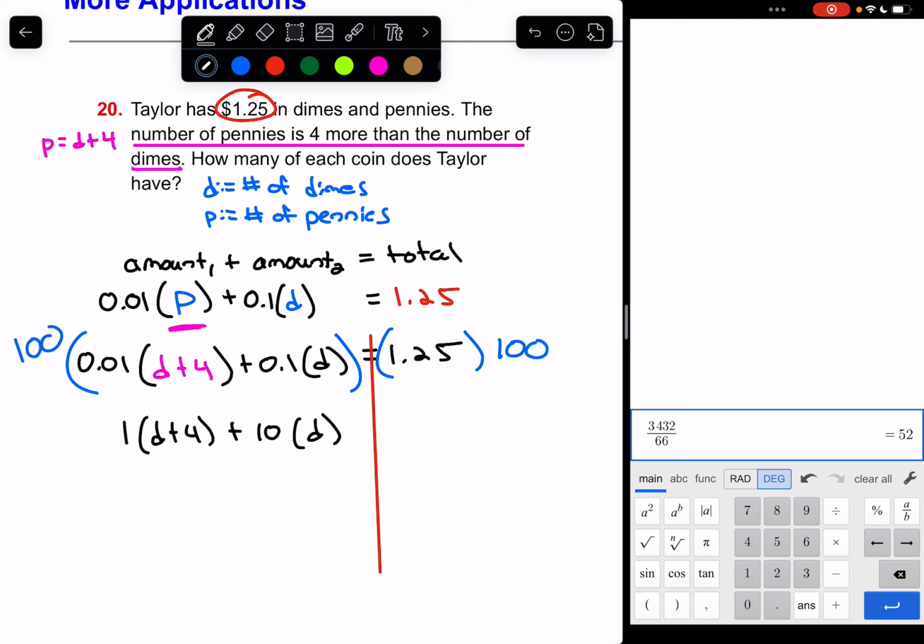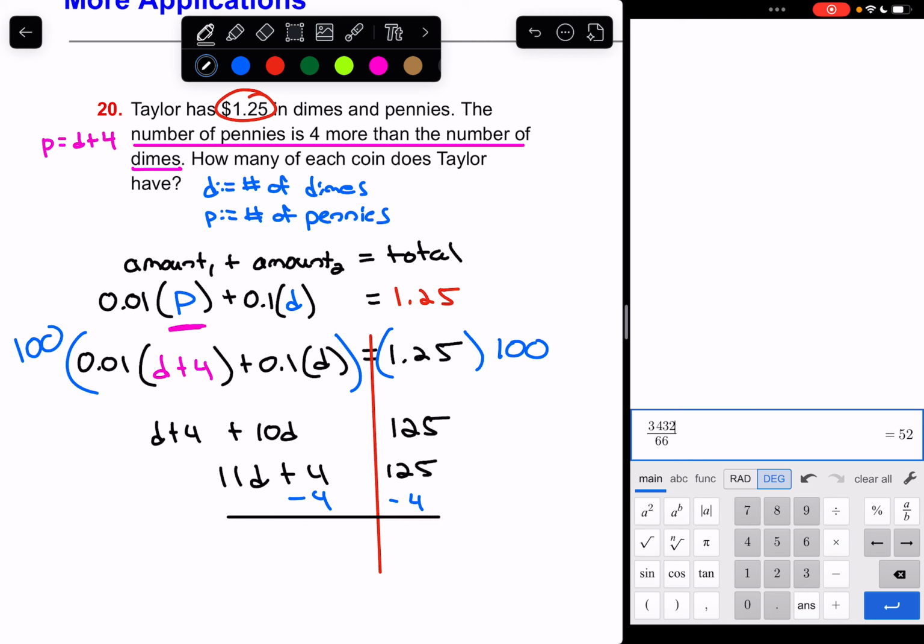Now on the right side, 1.25 times 100 is 125. Okay, so now on the left, I have 1 times D plus 4. I don't even actually need the 1 in the parentheses. This is just D plus 4. And then I have plus 10 times D. I don't need those parentheses either. So really, I just have D plus 4 plus 10D. So together that is 11D plus 4. I have 125 on the other side. I'm going to leave that alone for a second, but now I'm going to subtract 4 from both sides.